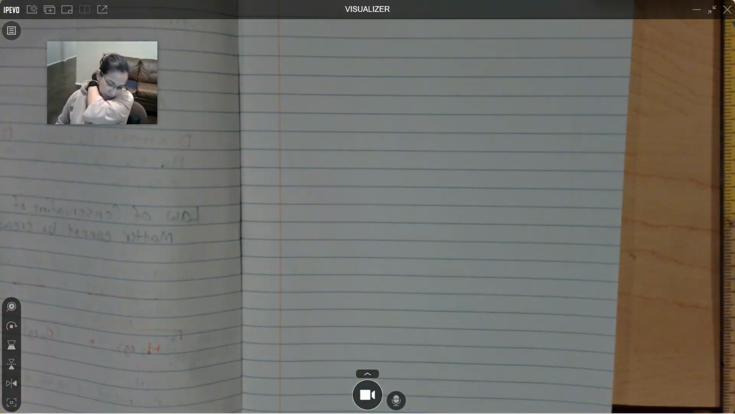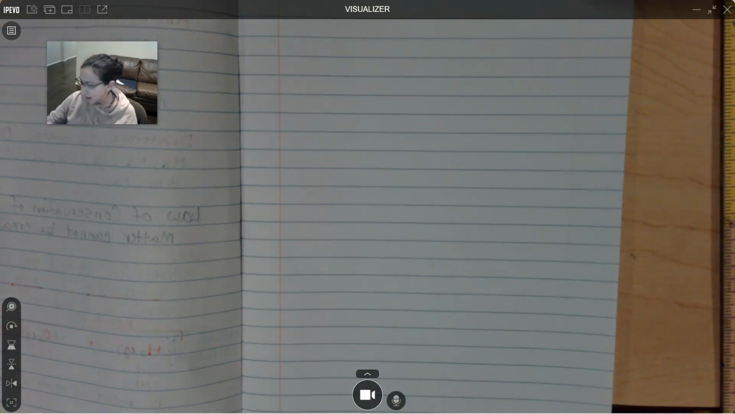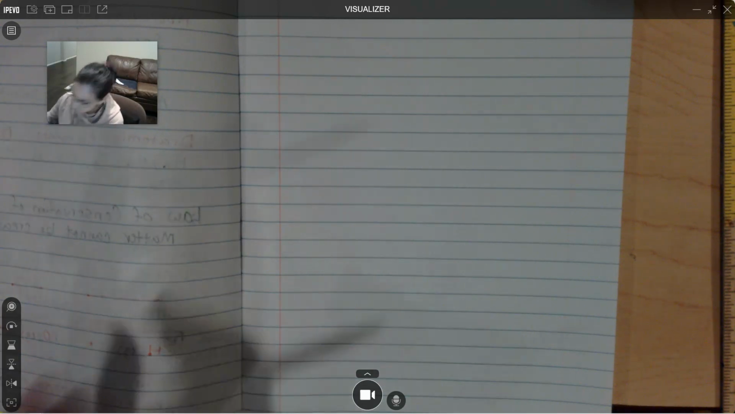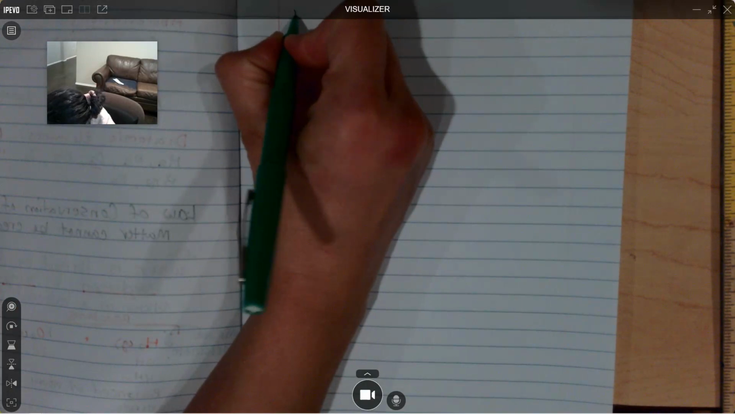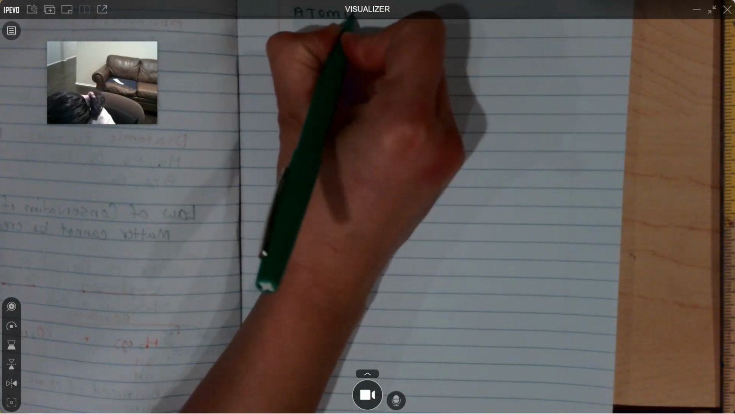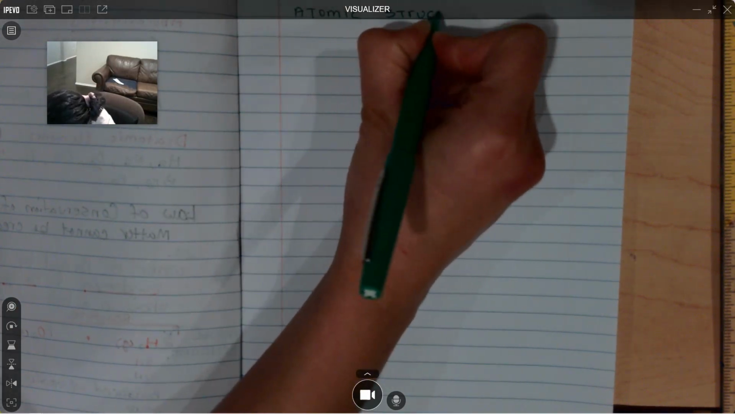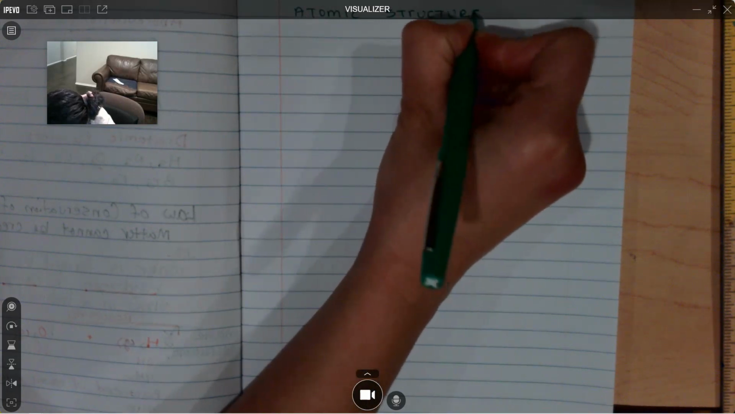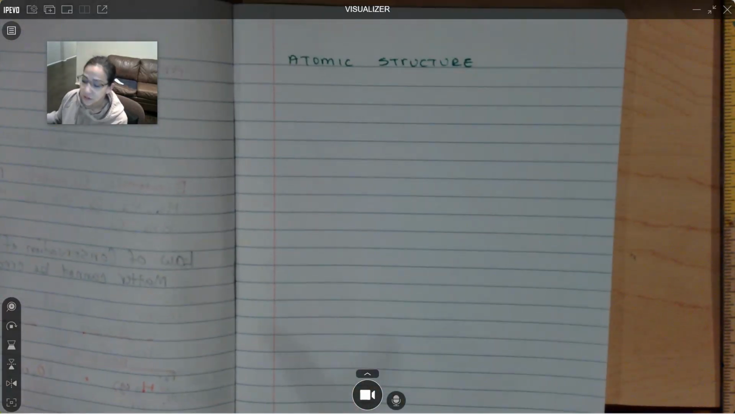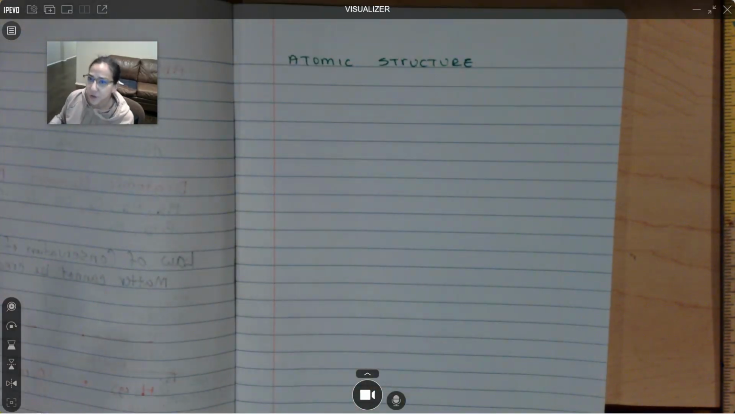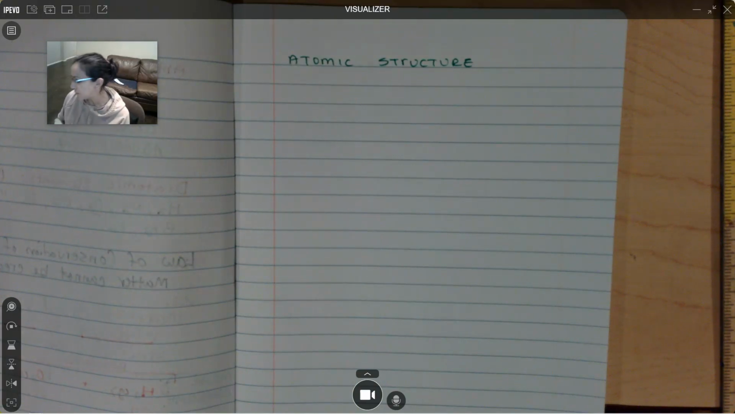All right, so now let's go into our atom itself. What does an atom look like, and what are the components and parts of an atom for us to explore? Okay. So, the atomic structure. Okay. I'm going to call this the atomic structure of an atom. Most of us already know everything about an atom.